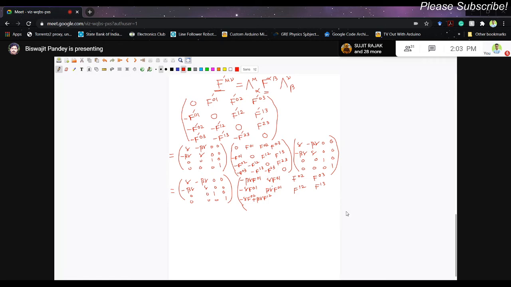So beta gamma f12 minus gamma f, sorry, I wrote beta gamma wrong, beta gamma f02, beta minus plus, yeah, minus gamma f12, gamma f12, yeah. And then this one should be 0 and this one should be how much? f23 is the only non-zero term, so this will be f23, right?